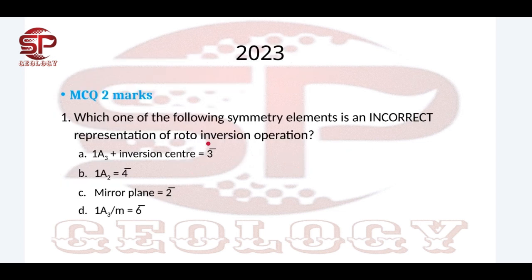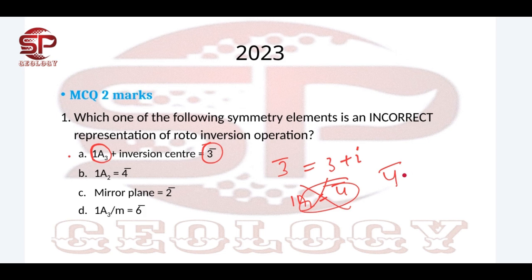Which one of the following symmetry elements is an incorrect representation of roto-inversion operation? We know the 3-bar operation is threefold symmetry plus inversion. So it is correct, because 1 A3 represents threefold symmetry and inversion, that will produce 3-bar symmetry. Then 1 A2 equal to 4-bar. This is incorrect because 4-bar operation does not equal to any such operation. So this will be your incorrect one and this will be the answer.